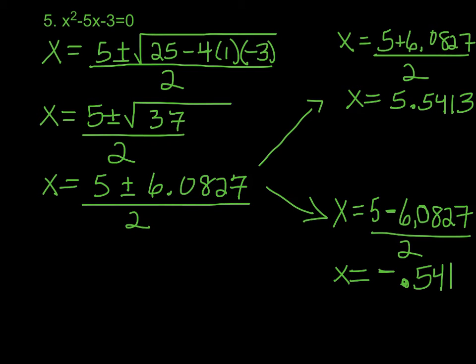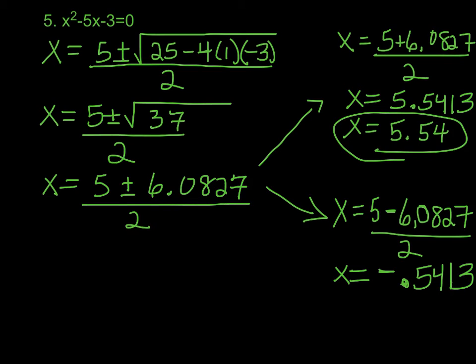All right, now if you read the directions again, the directions tell you that we should go to the nearest hundredth. So this top one will be 5.54. There's a final answer to the nearest hundredth. And then the one on the bottom will be negative 0.54.